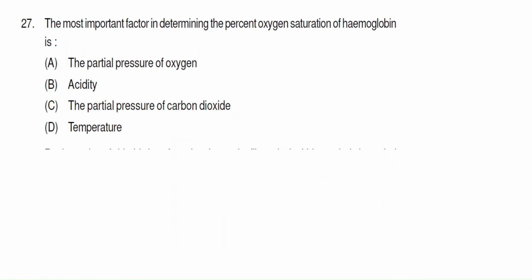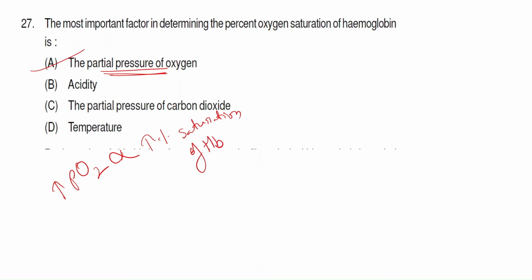Next, question number 27. The most important factor in determining percent oxygen saturation of hemoglobin is option number A, that is partial pressure of oxygen. Remember, as we increase the partial pressure of oxygen, we will find an increase in percentage saturation of oxygen in hemoglobin.